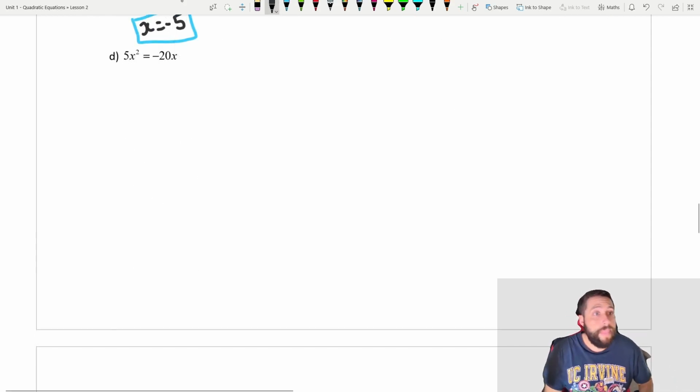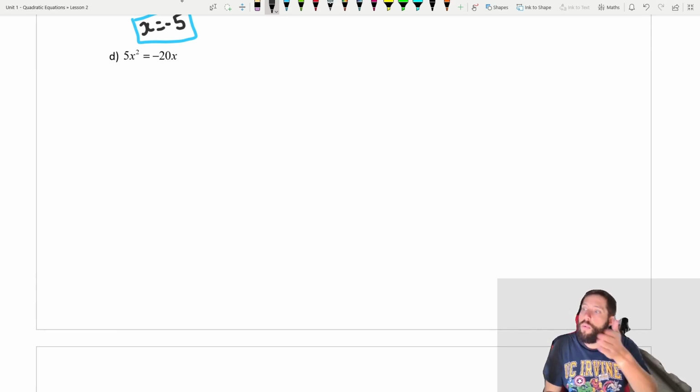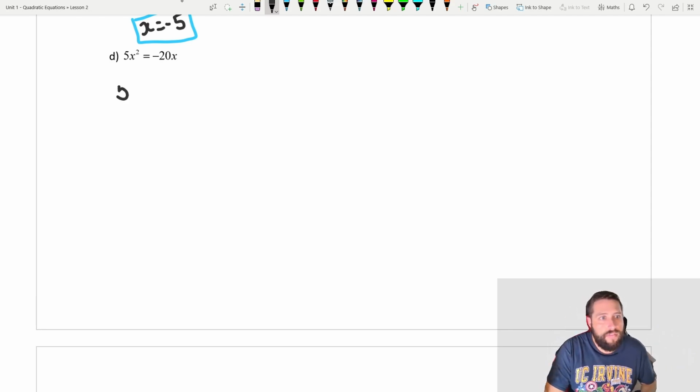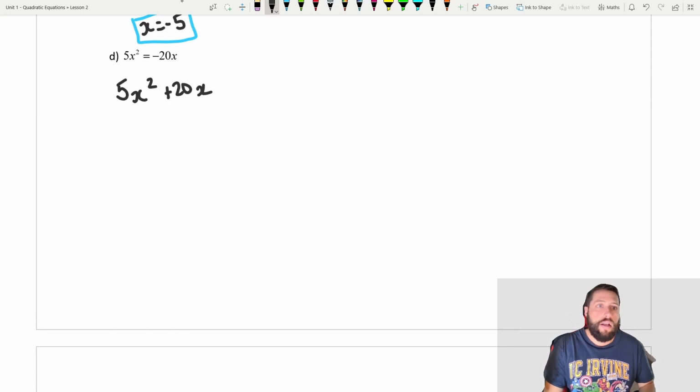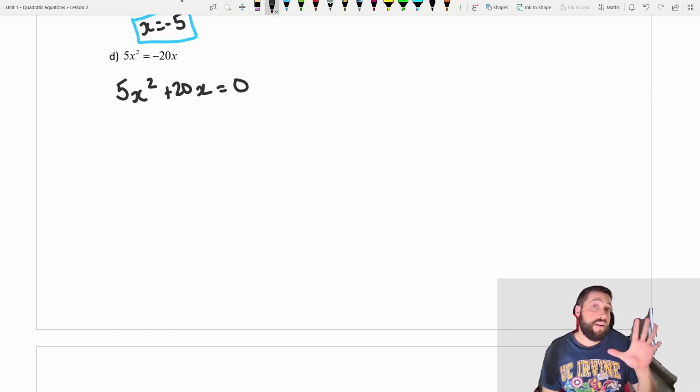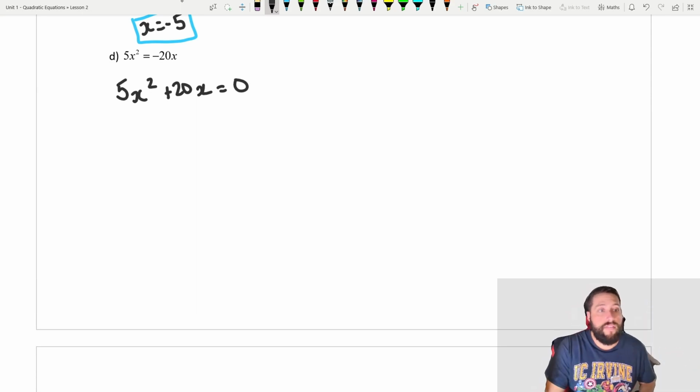Moving on to D. 5x squared equals negative 20x. Same idea. We need to move everything to the other side and then factor. So we have 5x squared plus 20x, and that is equal to 0. We now can factor out the greatest common factor between these two, which is going to be 5x. And then what's left is x plus 4.